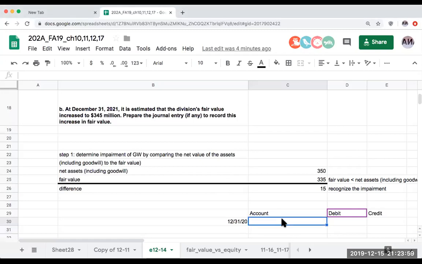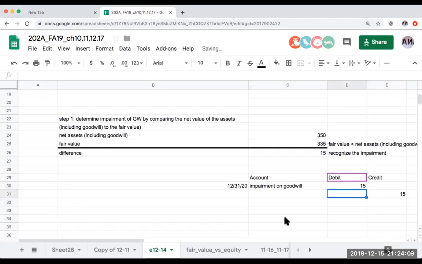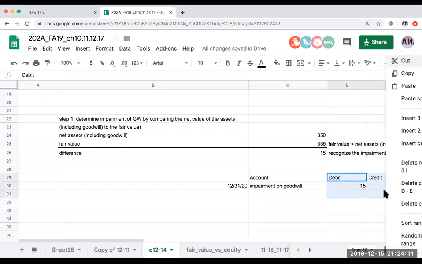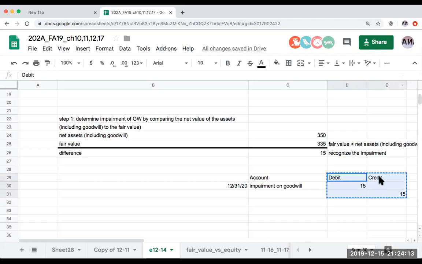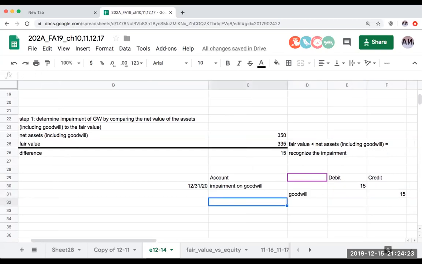So to record the goodwill impairment, I'm going to debit impairment on goodwill for 15 million, and I'm going to be crediting goodwill. Goodwill is an asset, so I'm going to record that with a credit. That records the impairment of goodwill.